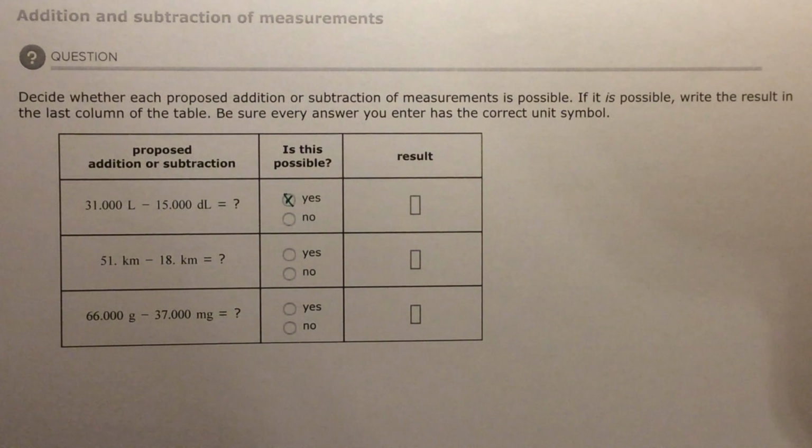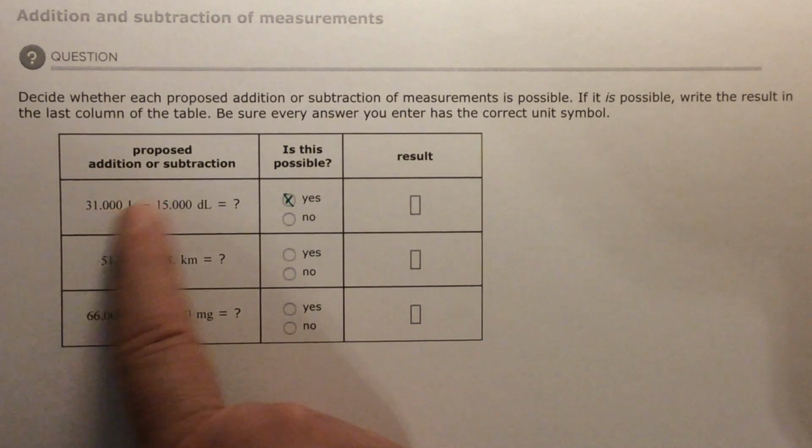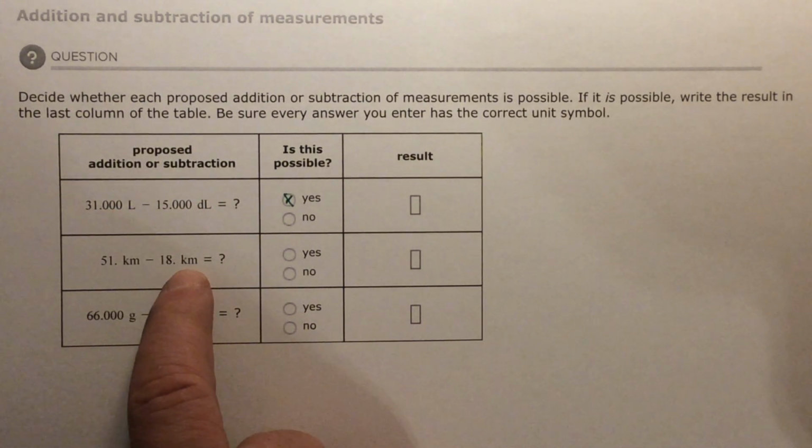I'm going to go with whatever the first one is. So this is the first one. I'm going to just keep it as liters. So I'm going to change deciliters to liters.